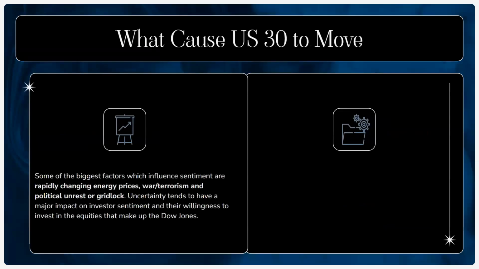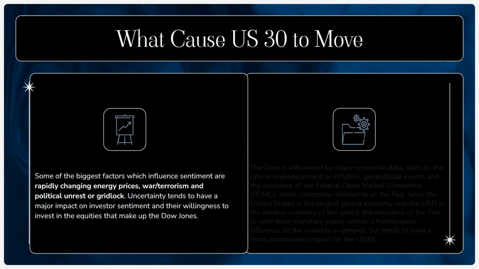What causes US 30 to move? Because that's what we care about, because we're trading in the market. So we need to know, why would it go up? Why would it go down? Some of the biggest factors which influence sentiment are rapidly changing energy prices, war and terrorism, and political unrest or gridlock. Uncertainty tends to have a major impact on investor sentiment and their willingness to invest in the equities that make up the Dow Jones.